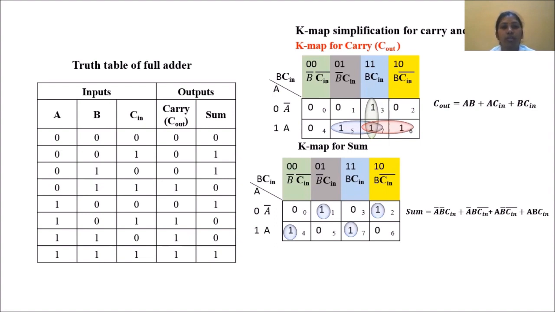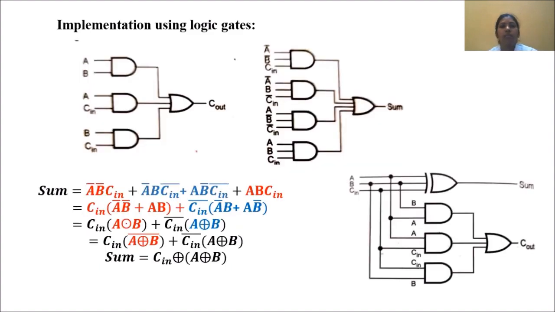According to the outputs received in the carry and the sum, we need to draw the K-map separately for carry as well as for sum. When you enter the elements, for carry, grouping can be done in pairs. For sum, grouping cannot be done. Therefore, separate ones are taken and the corresponding expressions have to be written. Then further simplification of the sum expression can be done, and finally we arrive at the expression C in XOR A XOR B. Using this expression, the logic diagram is drawn.